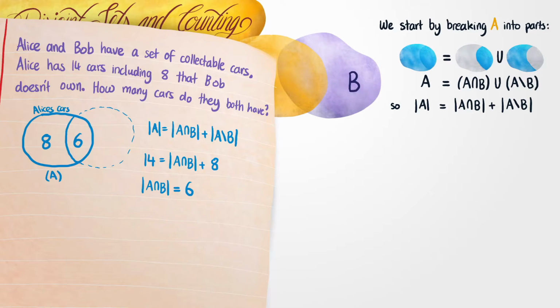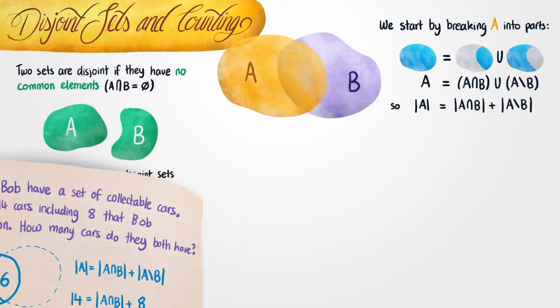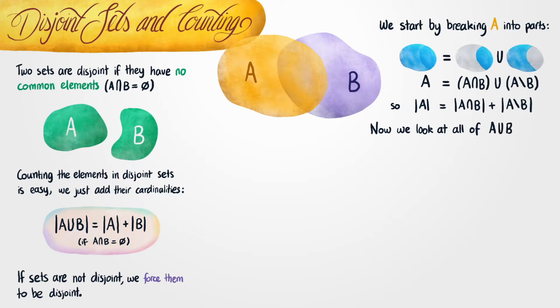Okay, so now I hope you understand this rule. Let's move on and see how we can do the whole set. Now in this case, we'd like to count the number of elements in all of A or B, which is this whole area that I'm highlighting here.